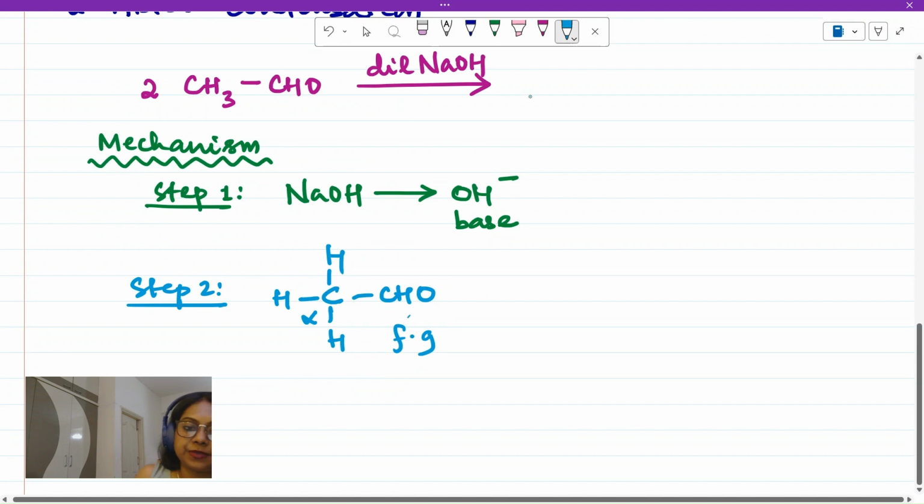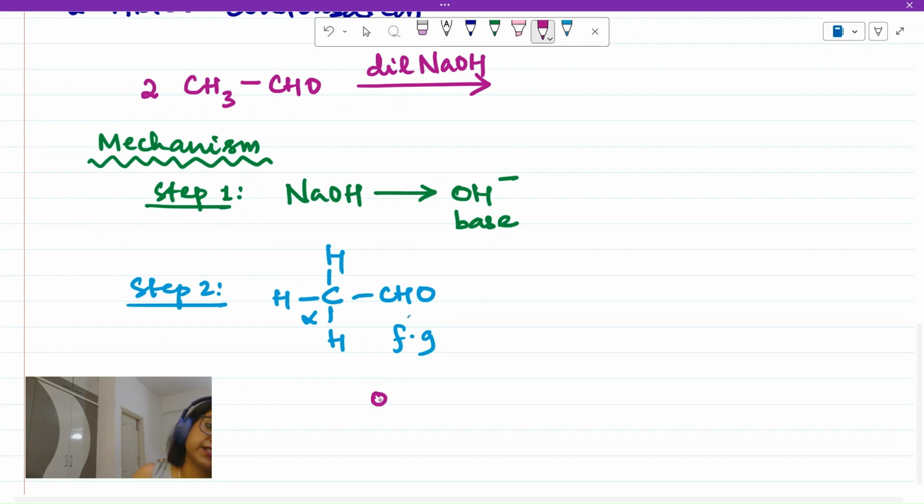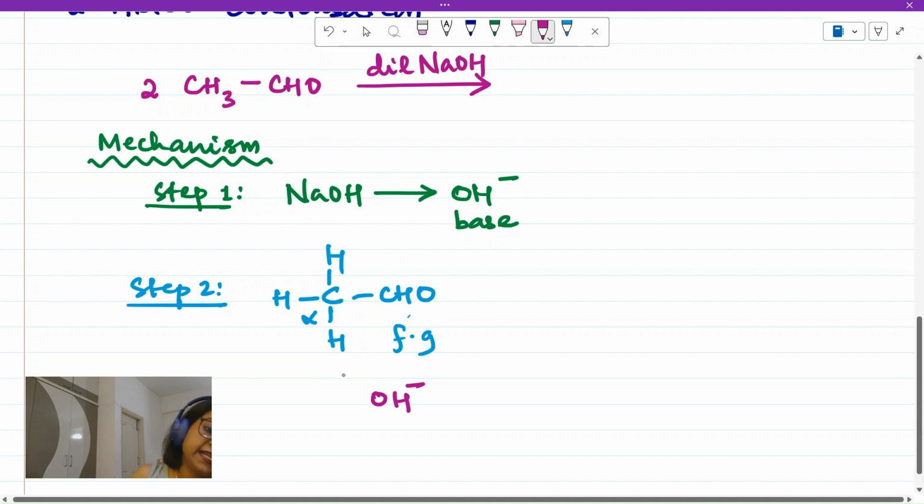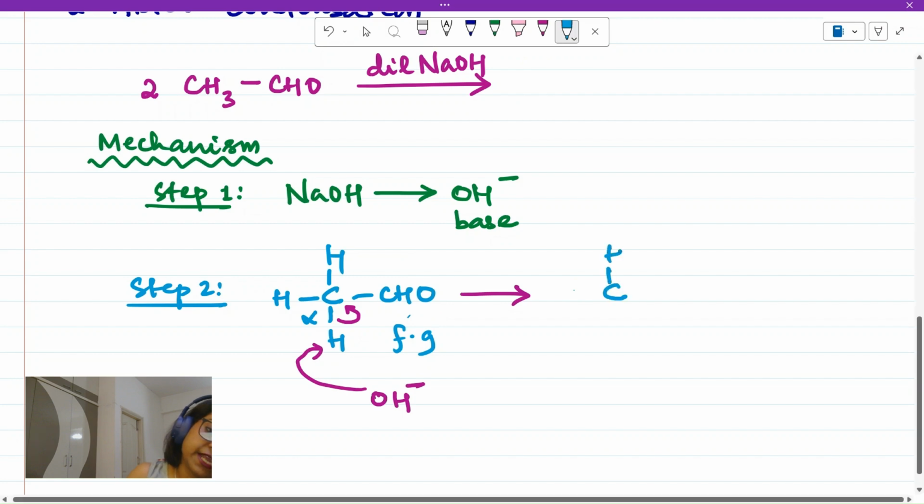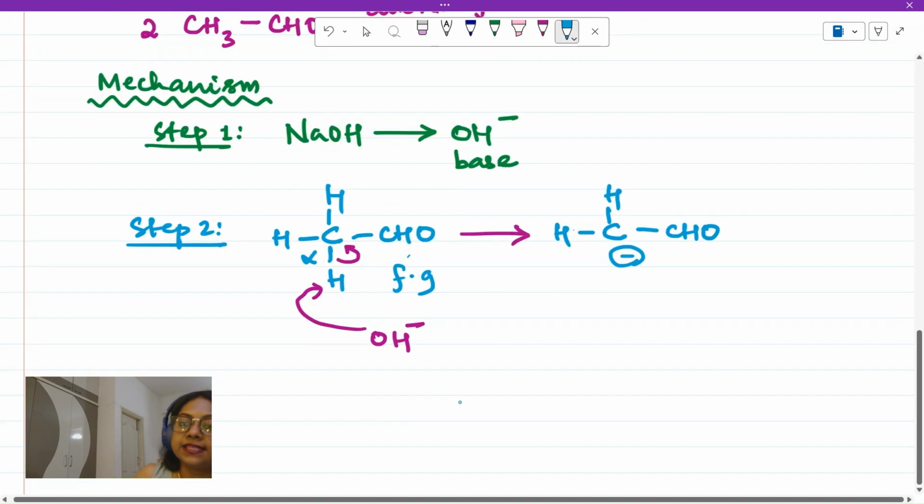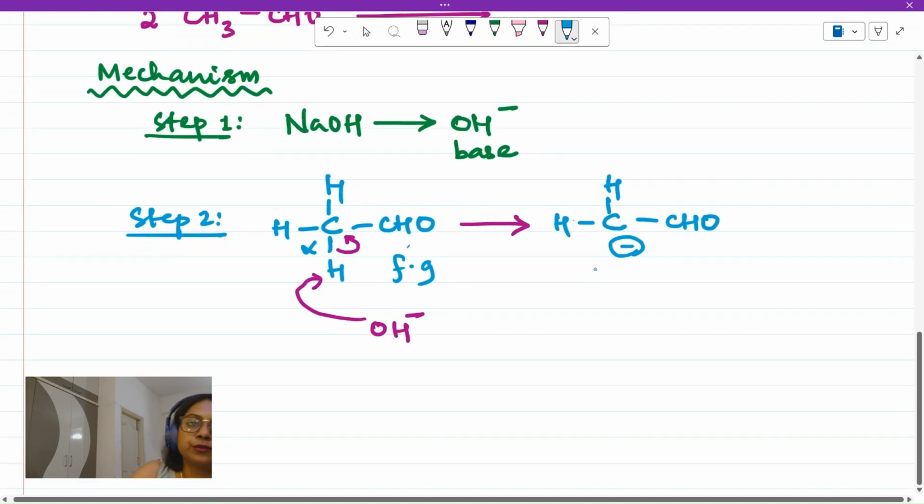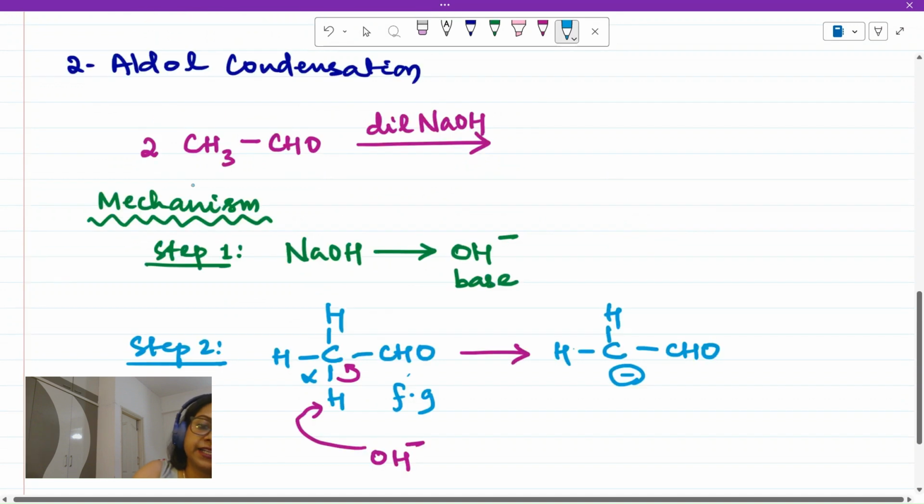Okay, now what happens when you have OH minus, the base, in the vicinity? It can take the hydrogen, and the hydrogen's electron will move up to carbon. We've already discussed this. Do you remember this? So what you get as a result is CH2 with a negative charge, and along with it you have the CHO group intact, right? Any question? This is molecule one of the two molecules that we started the reaction with.